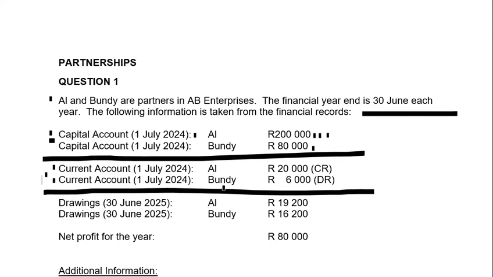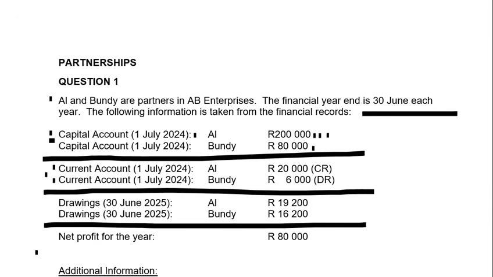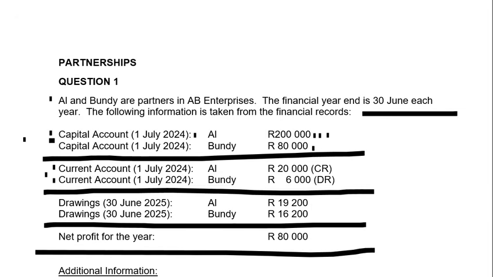Right, so let's look at what information has been given. Number one, the balance of the capital accounts, most probably to calculate interest on capital. Number two, we're going to do the current accounts, at least the workings of the current accounts. These are the opening balances.